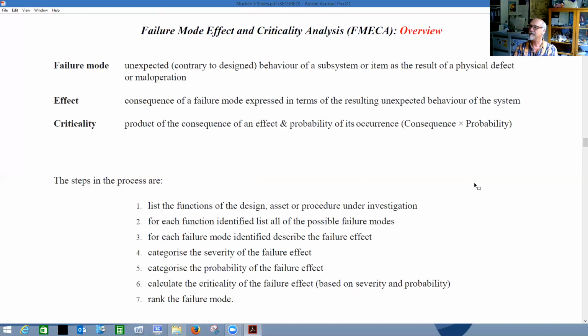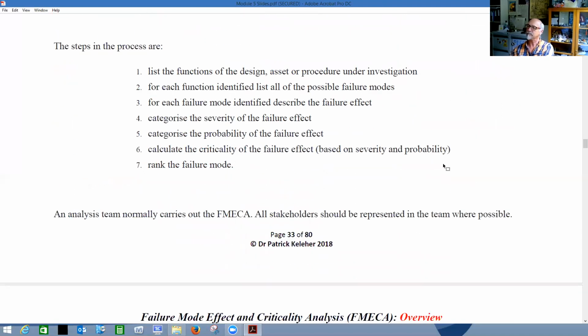Categorize the severity of the failure effect. Categorize the probability of the failure effect. Calculate the criticality of the failure effect, again based on that severity and probability, and rank the failure mode. So that's the overall process.